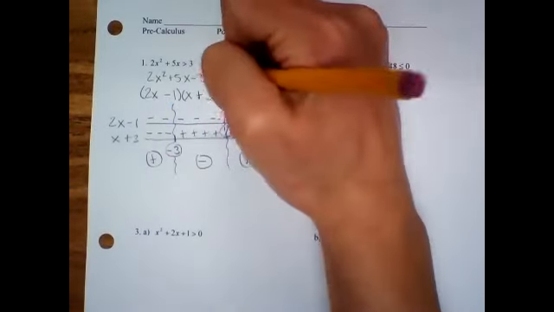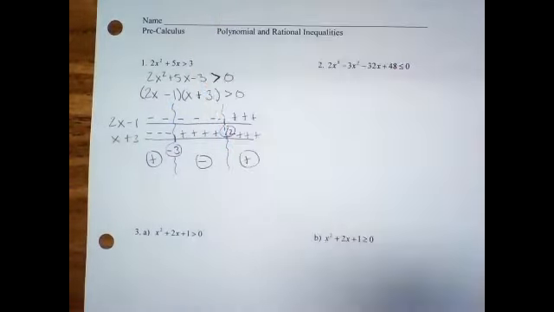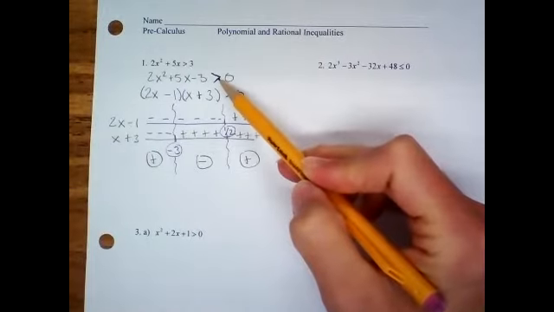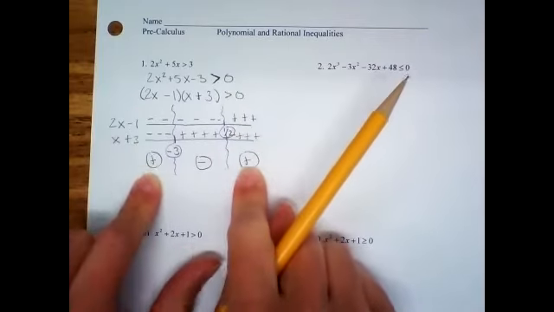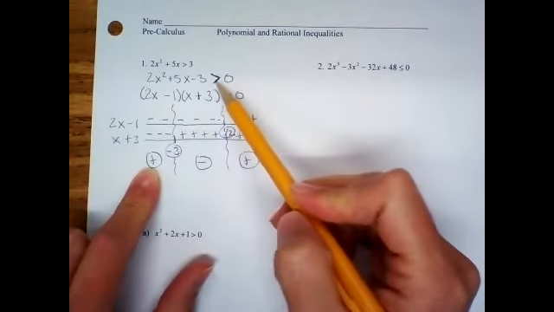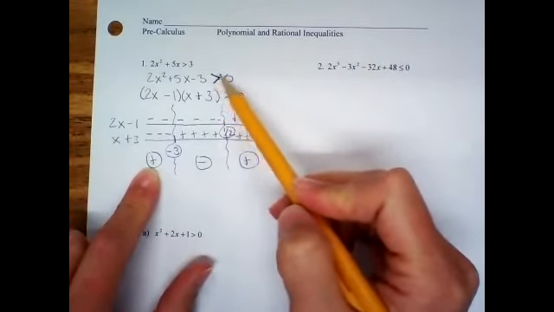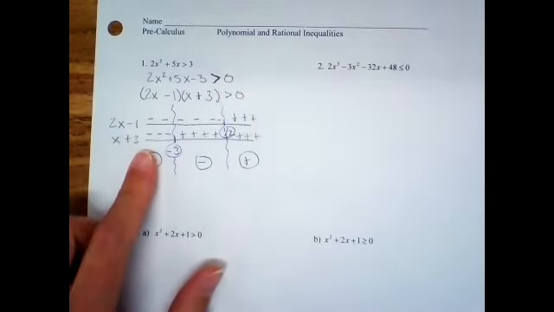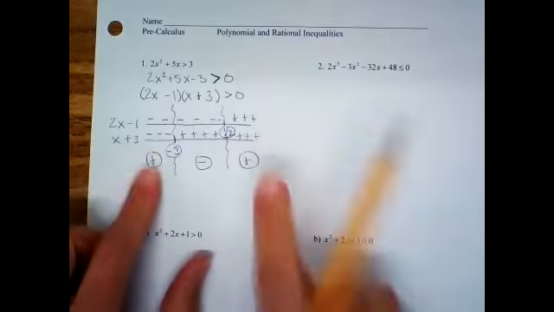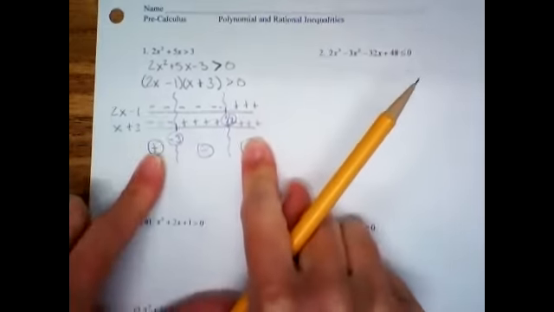We want where this is greater than 0. So do we want the positive sections or the negative sections? We want the positive sections, which are these two. And do we want a bracket or a parenthesis? Parenthesis, because it doesn't have the little equal to bar. So we want these two sections and we want parentheses.